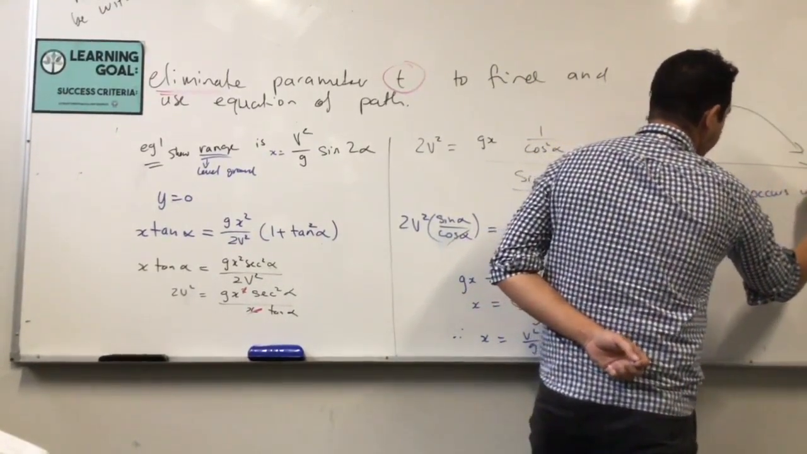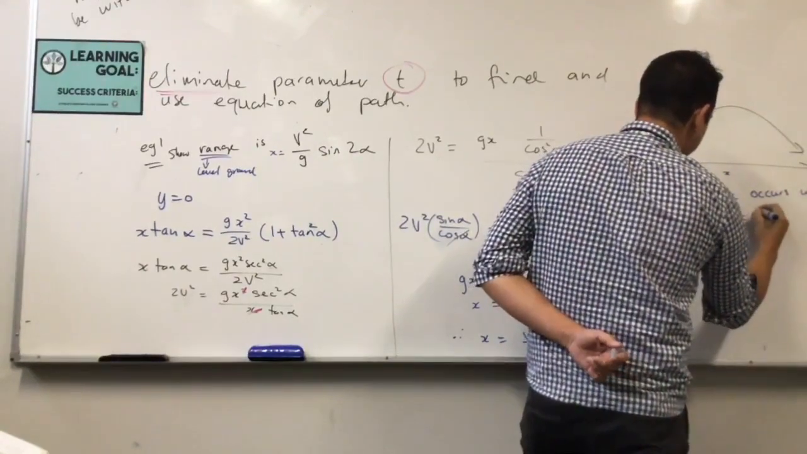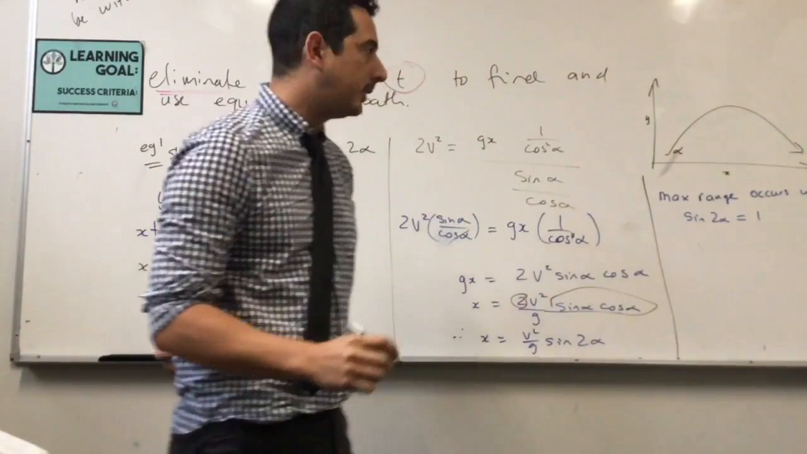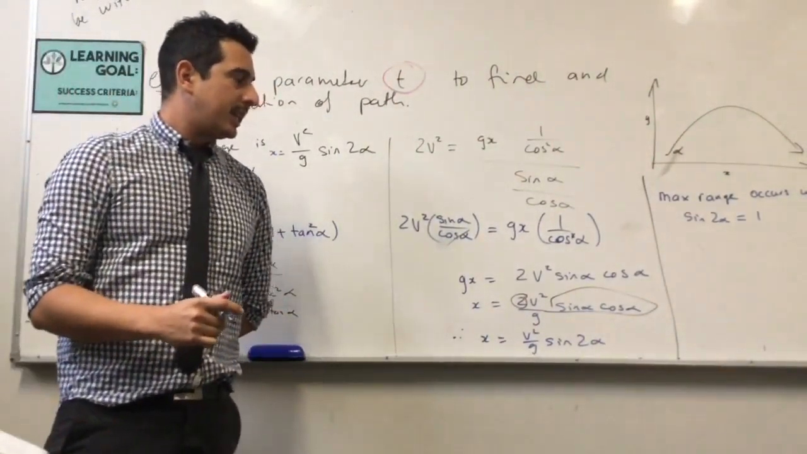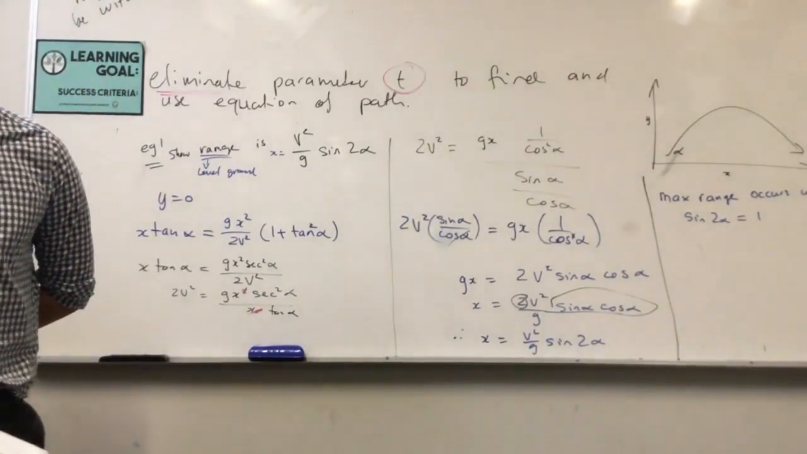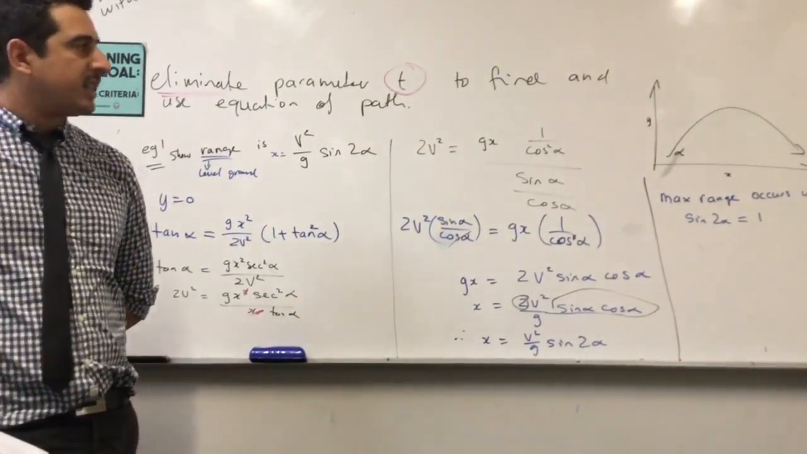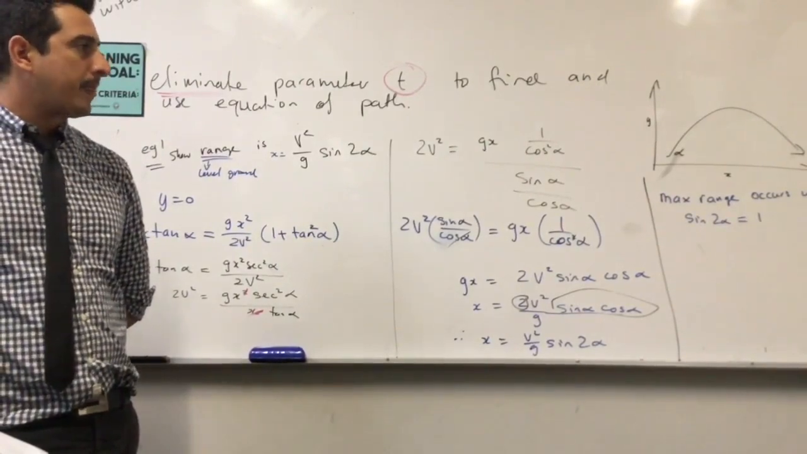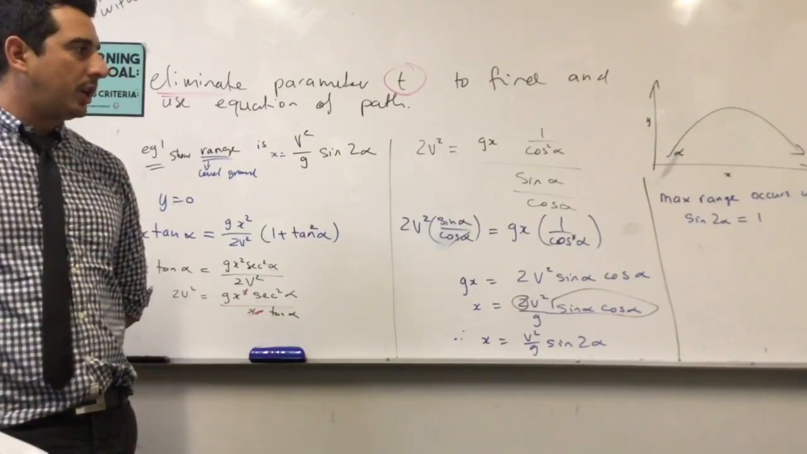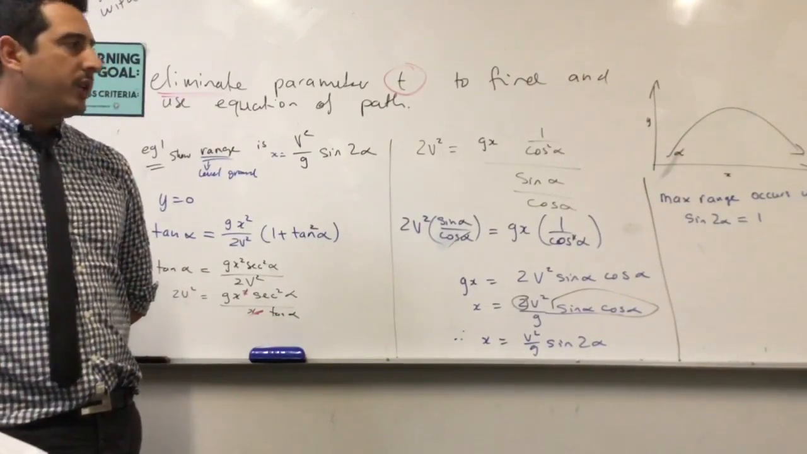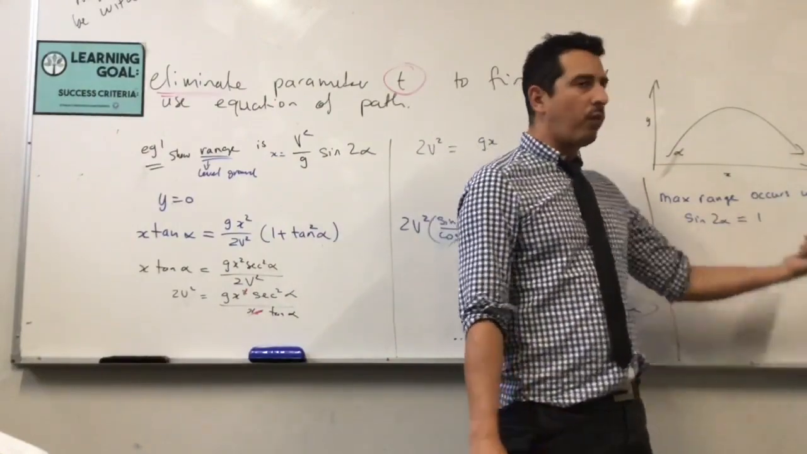occurs when sine 2 alpha equals 1, doesn't it? Yep. Then you can literally just replace sine 2 alpha with 1 and then just solve for it. And we can actually work this out. So if we substitute, say, a u, what's inverse sine of 1?